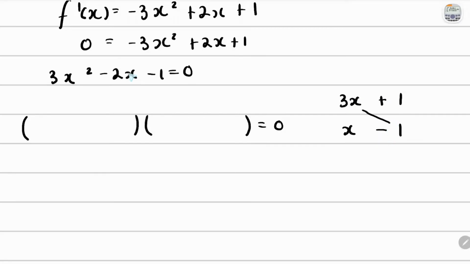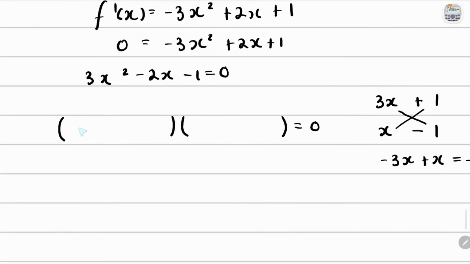Okay, so let's just test to make sure that it gives us our middle term. So 3 times negative 1 is negative 3x, right? And then x times positive 1 is positive x. And that indeed gives us negative 2x. And that is the middle term. Okay, so our factors are 3x plus 1 and x minus 1. Okay, this is what we have.